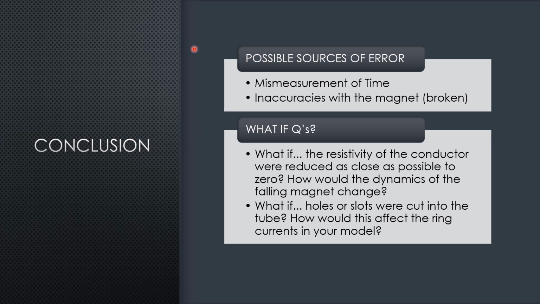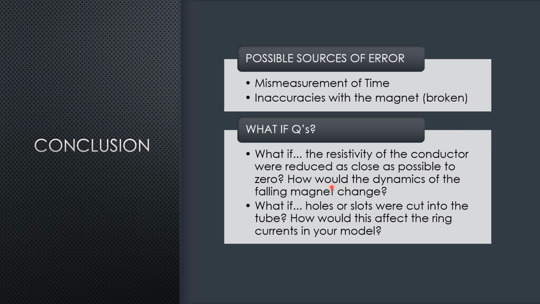Some possible sources of error are the measurement of time, meaning I may have started recording too early or I may have stopped it too late, and I may have angled the magnet wrong while it was dropping. And then inaccuracies with the magnet. I said this even though it wasn't the case, but if a magnet was broken, this would affect the magnetic field and could cause the magnet to take longer or shorter to fall down the tube.